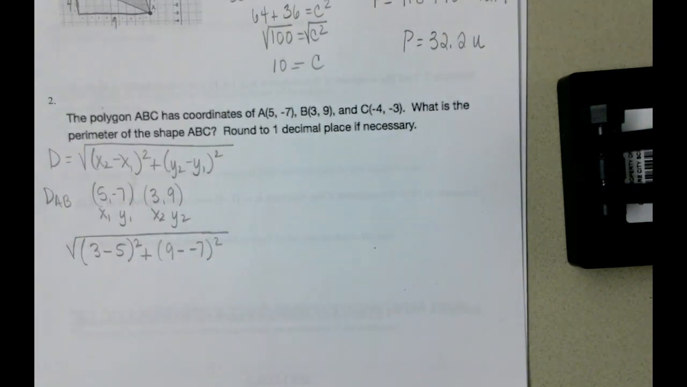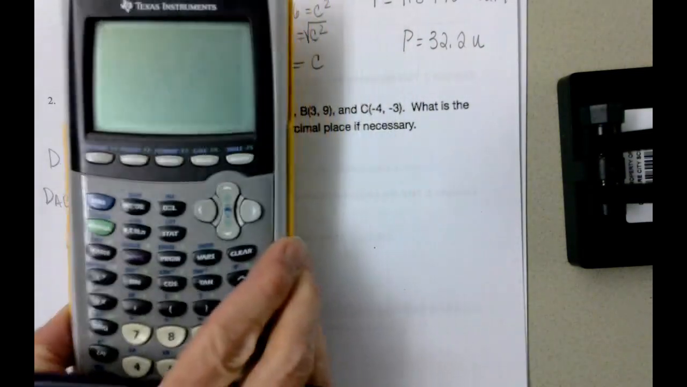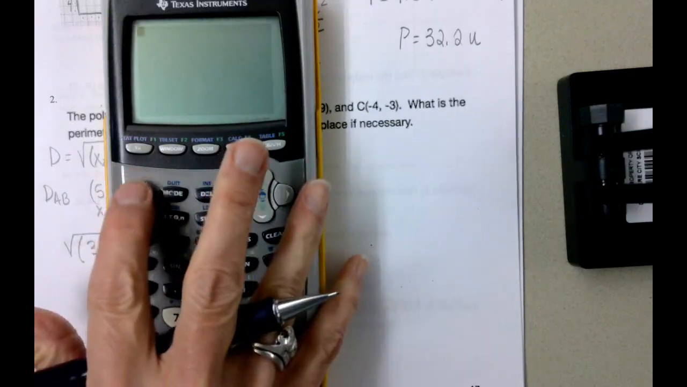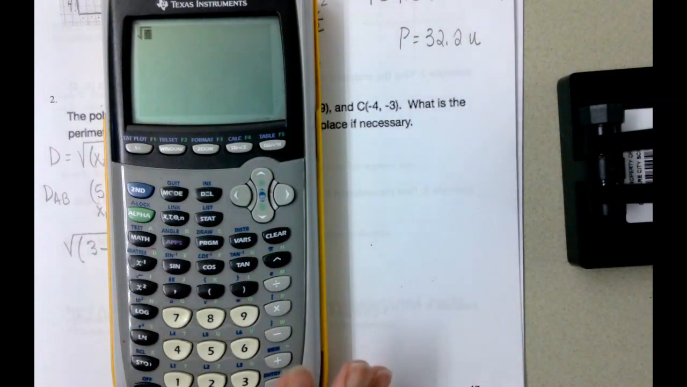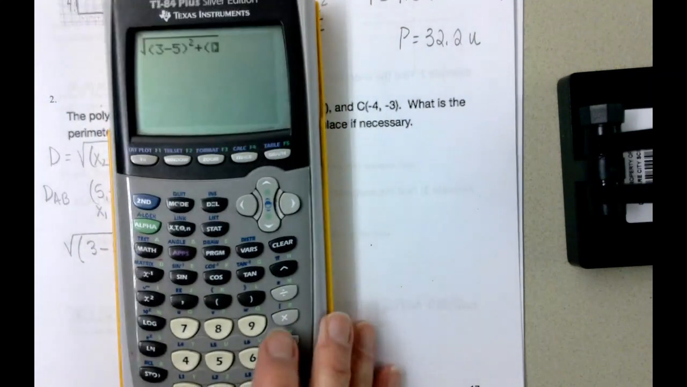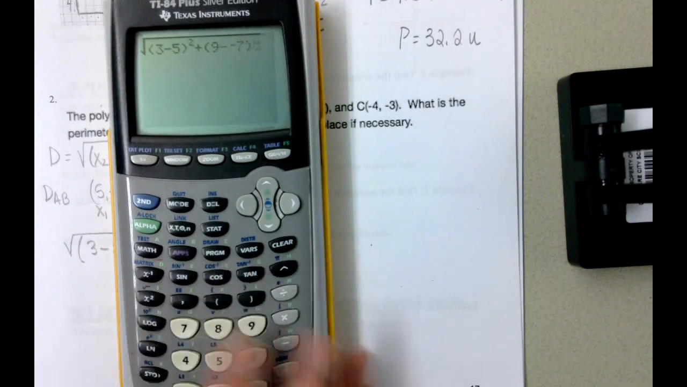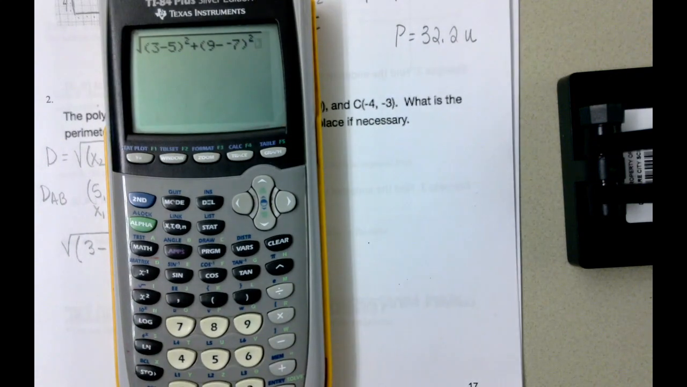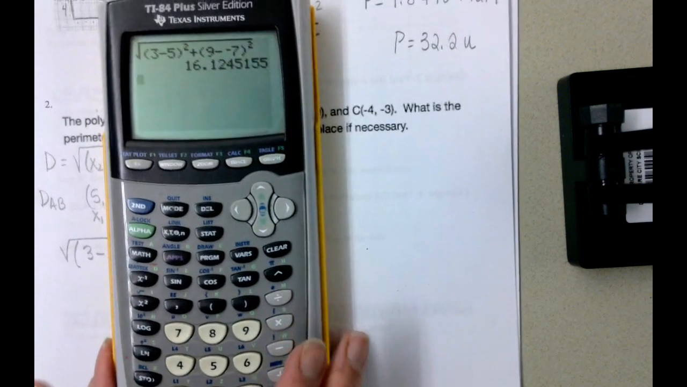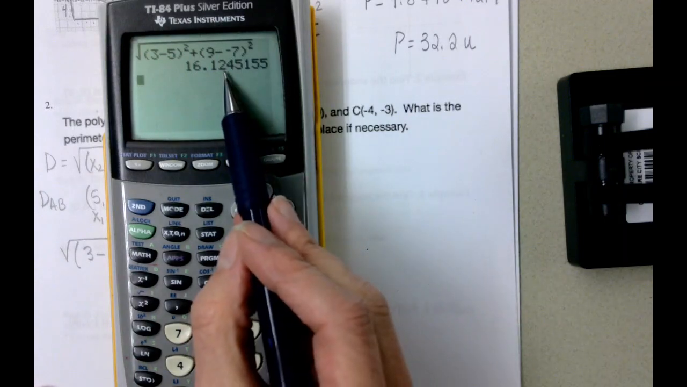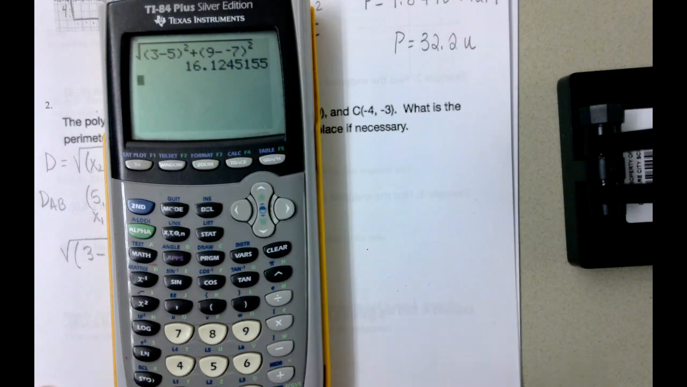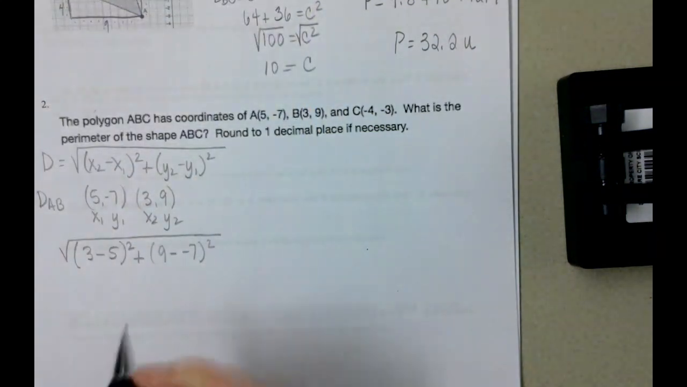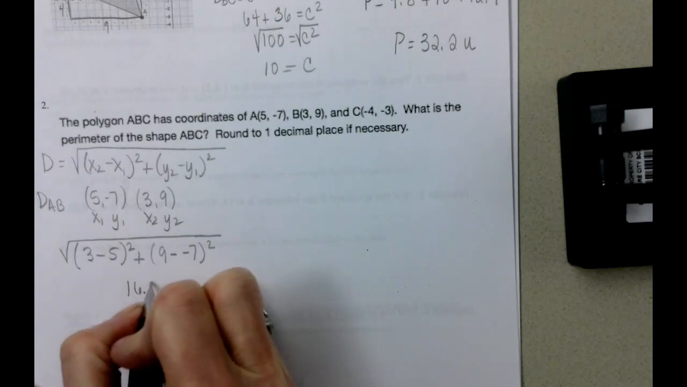And you can type this all in as one on your calculator or on Desmos. But as I type this in, square root of parentheses 3 minus 5 squared plus 9 minus a -7 squared. And when we press enter, we're going to round to 1 decimal place, looking at the 2. 2 is less than 5, so we're going to keep the 1. So 16.1 is going to be our first value.